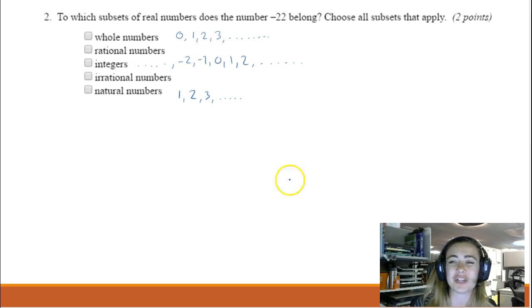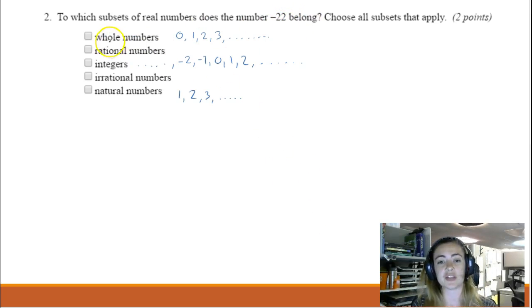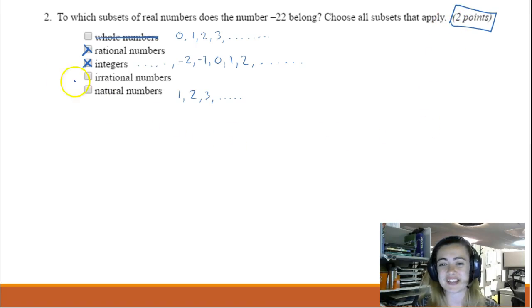So after that quick review, let's see which ones -22 goes into. So is it a whole number? Nope, because whole numbers do not include negative numbers. Is it rational? Yeah, you could write it as a fraction, -22 divided by 1. So it is rational. Is it an integer? Yes, integers include negative numbers. Is it irrational? No, we already said it's rational, so it's not irrational. And is it natural? Is it a counting number? Nope, counting numbers and natural numbers do not include negatives. So it's 2 points because you know that you have to include 2 subsets. In this case, it's rational and integer.